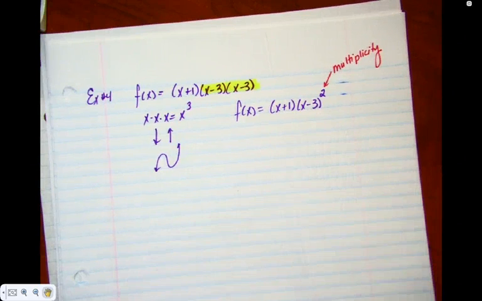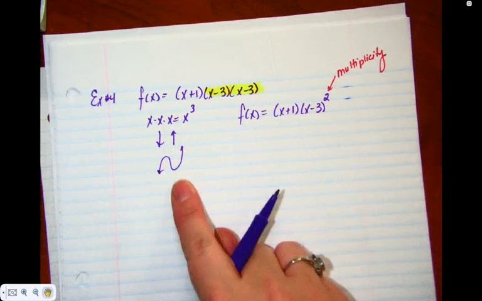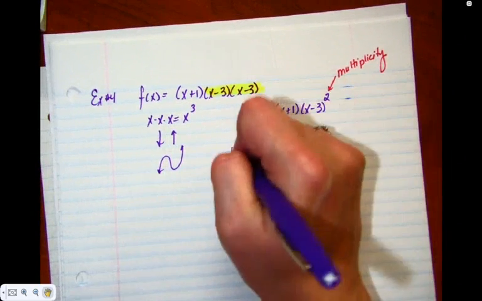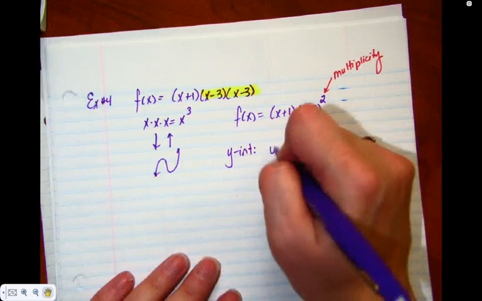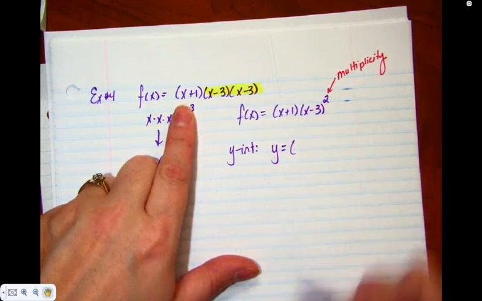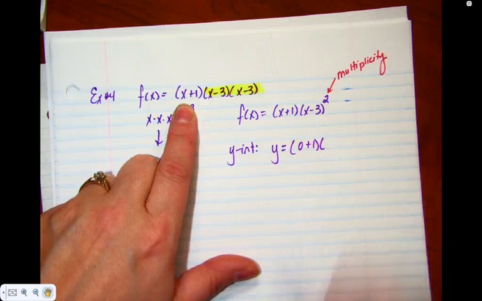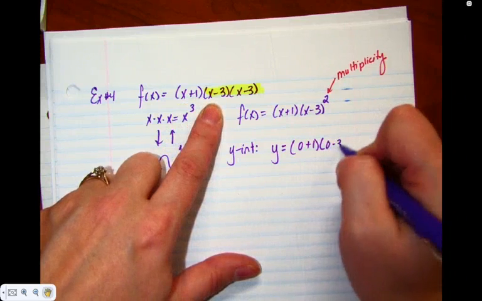Same steps as before, even though it's already factored everything else. We've done steps 1, 2, and 3 here. We go to the y-intercept. The y-intercept is just the same as before: we take every x and make it equal to 0. So I'm going to keep these brackets and put 0 plus 1, and the second bracket is 0 minus 3.